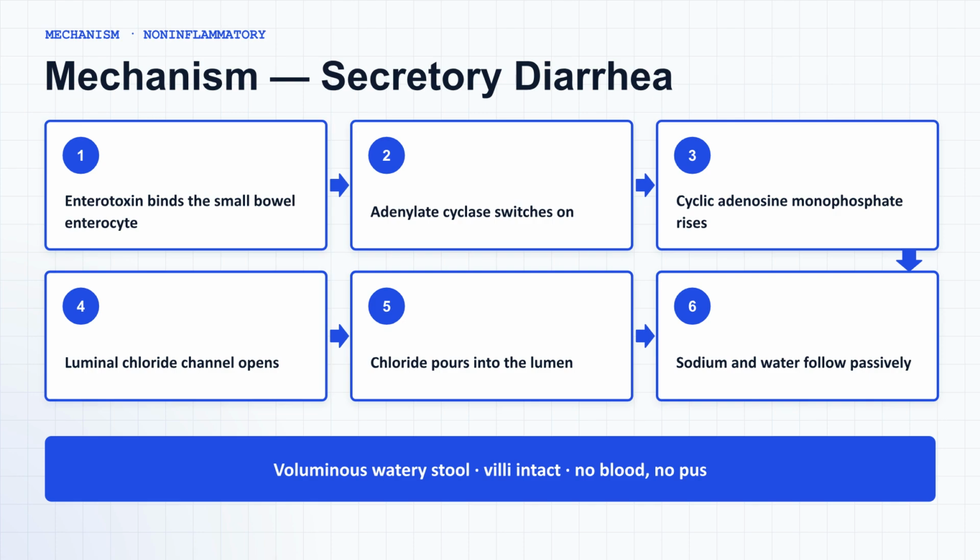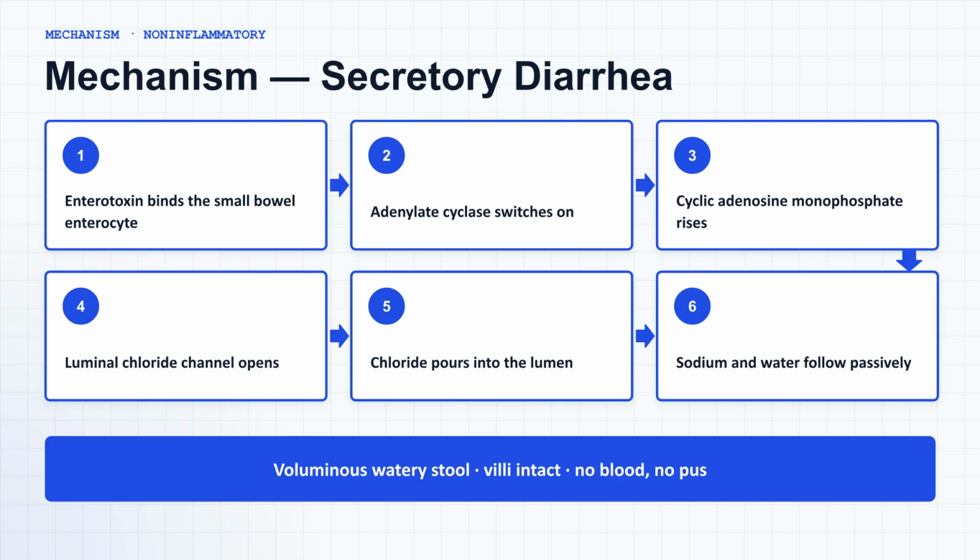Here is the non-inflammatory mechanism. Follow the arrows. An enterotoxin binds the surface of the small bowel enterocyte. Inside the cell it switches on adenylate cyclase. Cyclic adenosine monophosphate climbs. That opens the chloride channel on the luminal surface. Chloride pours into the lumen. Sodium and water follow it passively. The result is a large volume of watery stool.